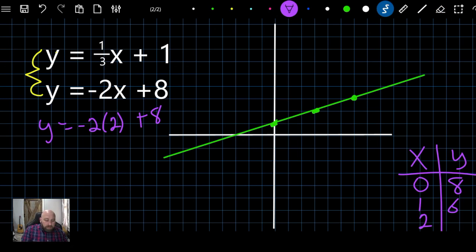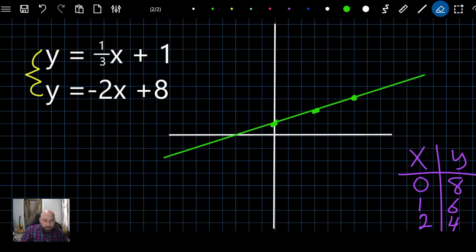So 2 times -2 is -4 plus 8. -4 plus 8 is 4. So y equals 4. All right, so there are my points that I'm going to graph, and I'm just going to graph those now in this purple color.